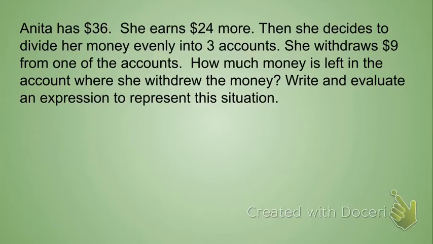So it says Anita has $36. That's important. She earns 24 more. Whenever you hear that word more, what operation are we doing? Yeah, we're adding, right? More. Then she decides to divide her money evenly, that's a key word, into what? 3 accounts. So she's taking that money she's earned, and she's dividing it into 3 accounts.